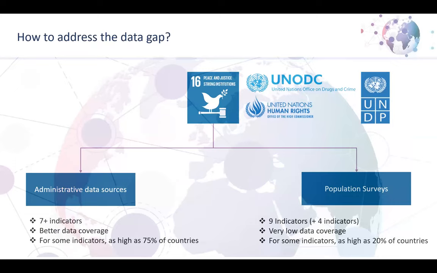But on the other side, we found that the three agencies together cover a considerable number of indicators. The statistical units and the institutions have accumulated vast knowledge, and they are responsible for collecting, which means we request the NSOs to provide information, but we are also responsible for methodology development and support. Among us, we have around seven indicators from administrative sources, with better coverage. But we also have several more indicators based on household surveys, and here our coverage is very low.